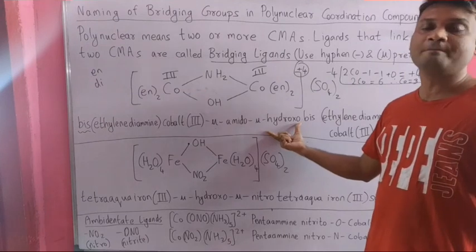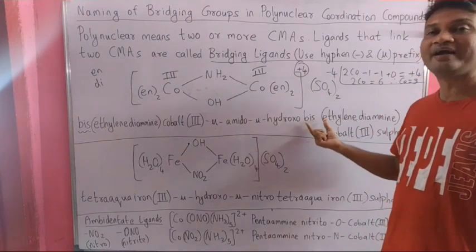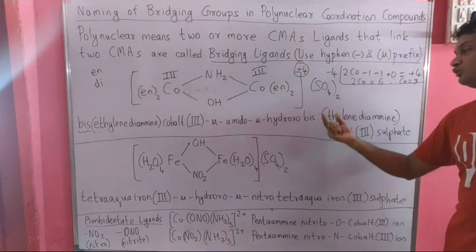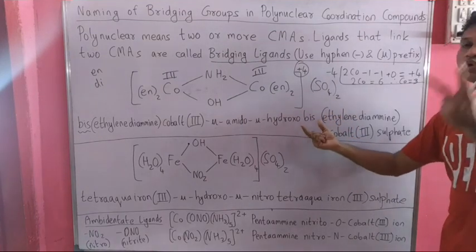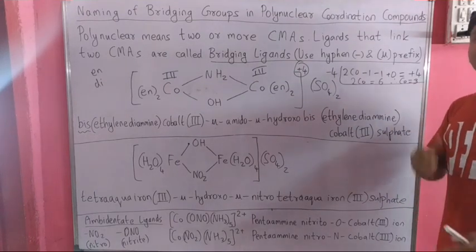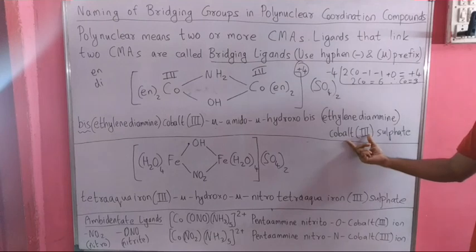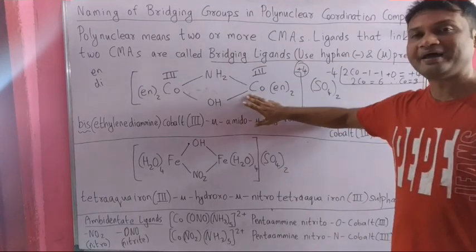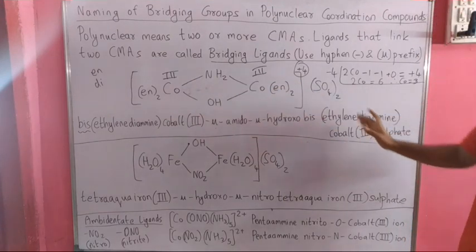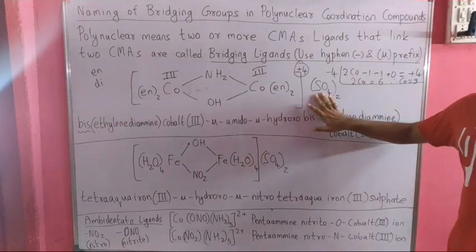So hydroxo, mu-hydroxo, then we have again two ethylene diamines, bidentate ligands. So we'll use the prefix bis to denote two bidentate ligands which are ethylene diamine. And finally we have cobalt(III) because we have another cobalt atom whose oxidation number is 3. And finally we have the sulfate group which we have in the anion.